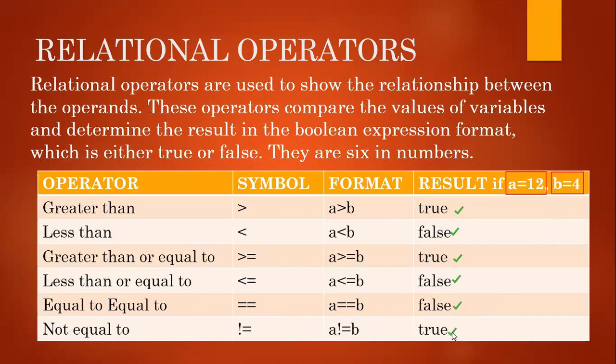So understand, we can use these relational operators. We require them most of the time in programming. They are six in number. Remember how we read them, how we write them, and how they work.